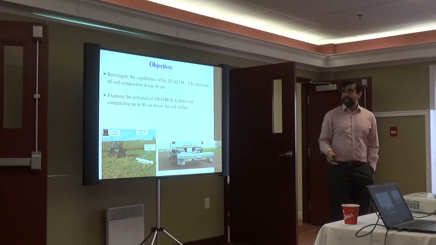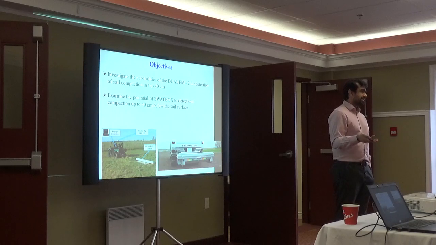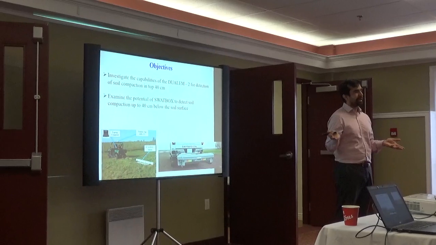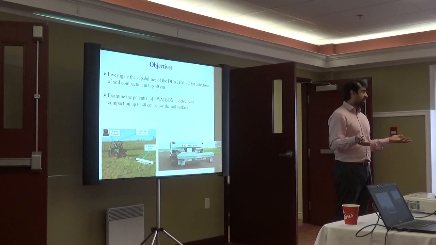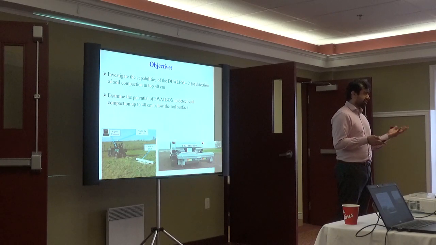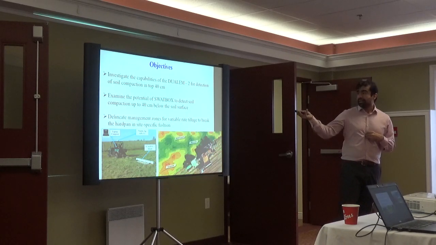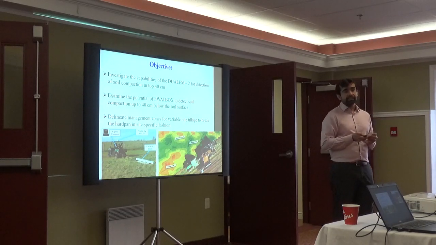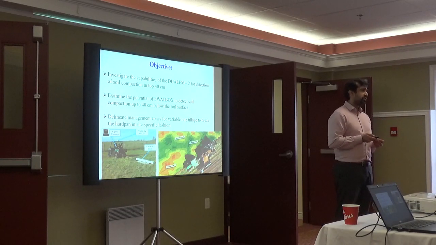So then the second objective is not only the conductivity sensor we have at UPEI, but SWOT mapping is a more commercial option available, and it works on the same principle. The idea is to check on the SWOT map and see if we can detect the compaction. Whatever we are proposing will be a commercial option available for the grower, so it doesn't sit with UPEI. And then thirdly, the idea is to delineate the management zone for variable tillage.